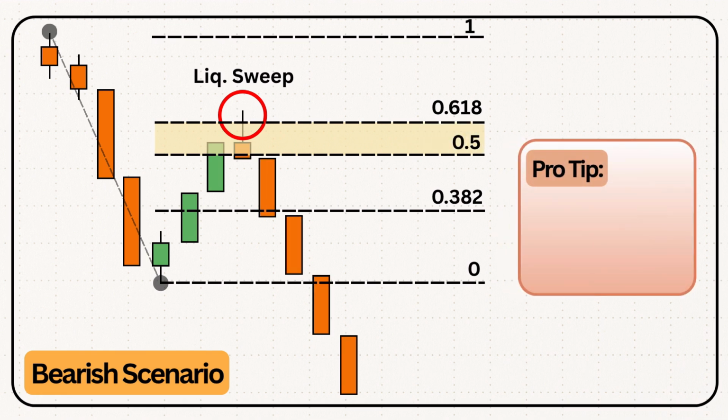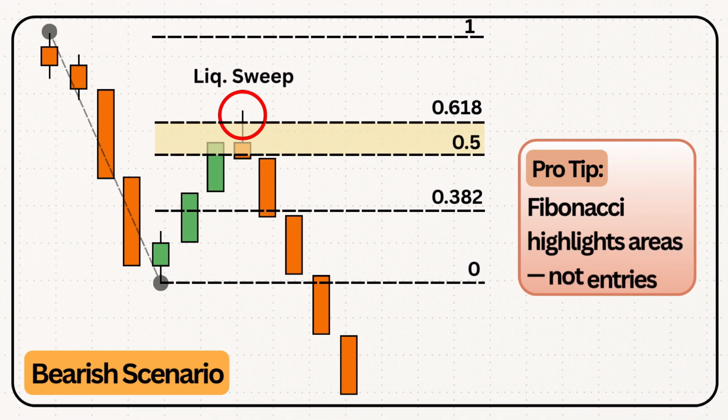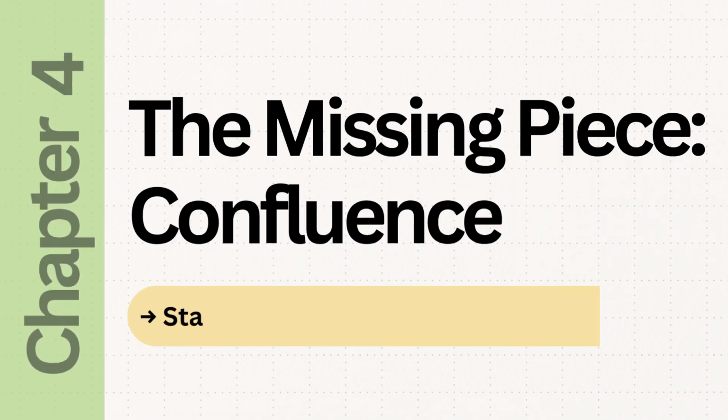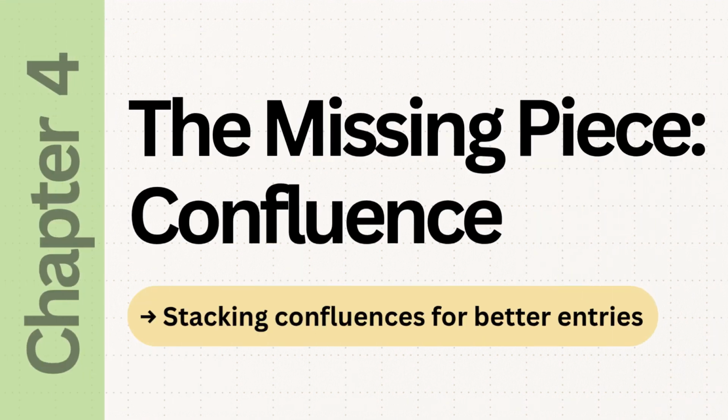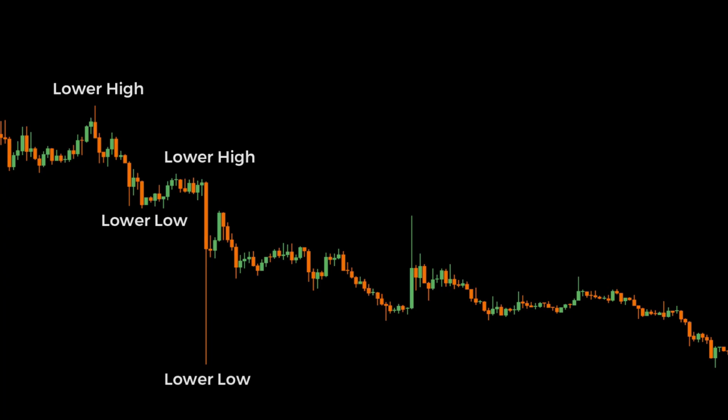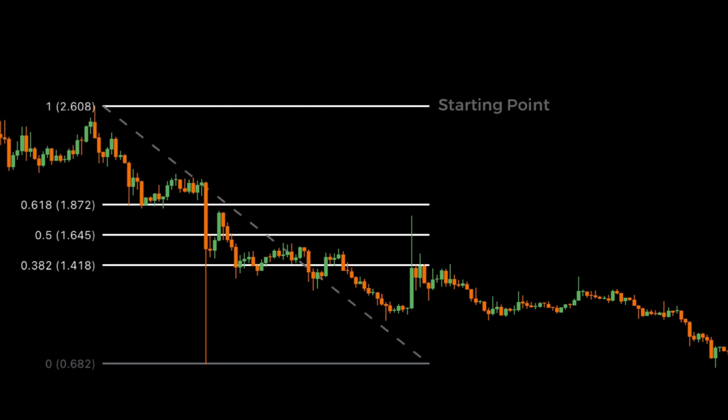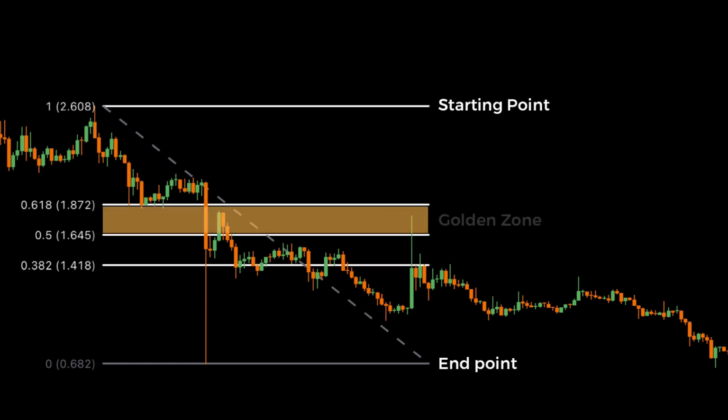Before we continue, there's one thing to keep in mind. Fibonacci by itself doesn't really give you an entry. It simply highlights areas where price might react. So what really matters is the price action happening around these levels and if there are any confluences in the charts. So in these charts, we can see that price is clearly in a downtrend, making lower highs and lower lows. So what I've done is map Fibonacci from this swing high down to the swing low to measure the pullback. And as price starts retracing, it moves back into this area, around the 0.5 to 0.618 region.